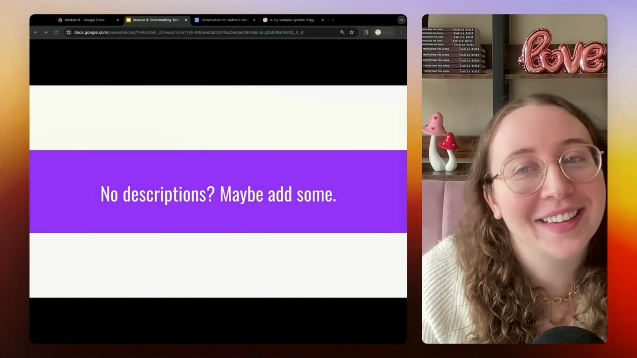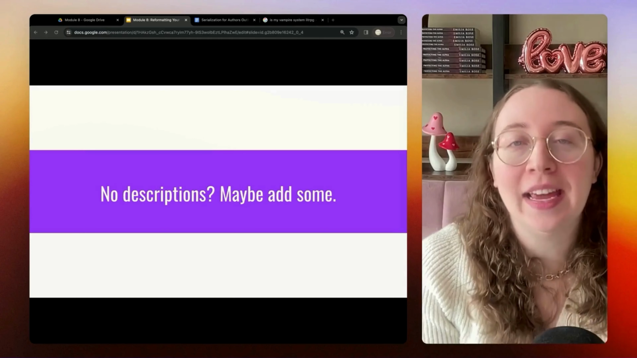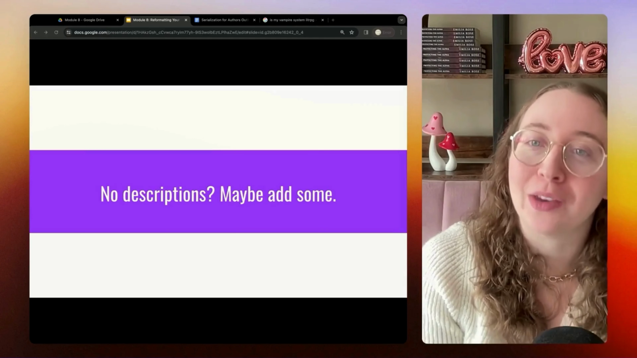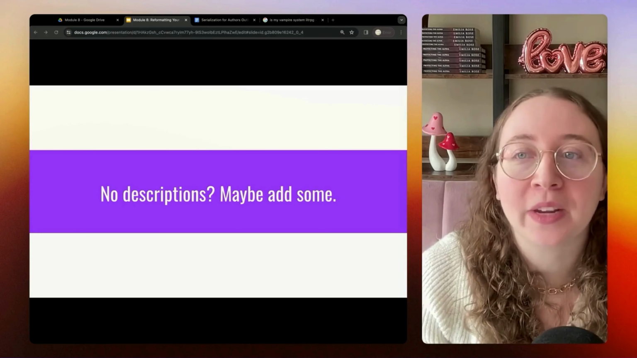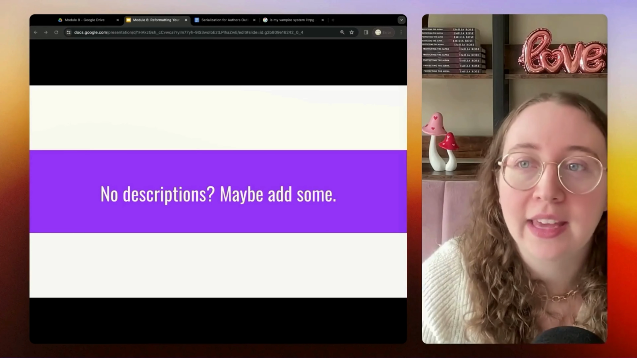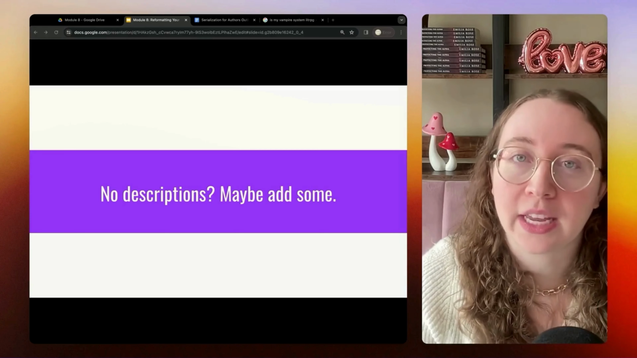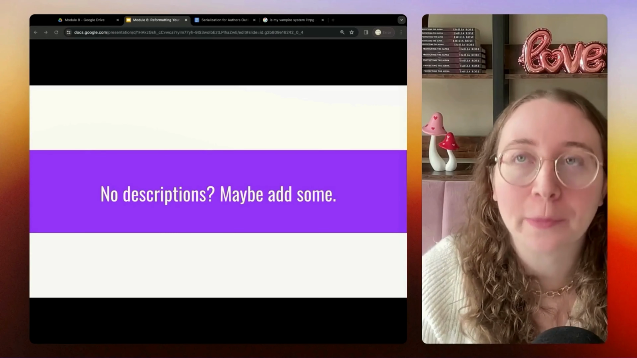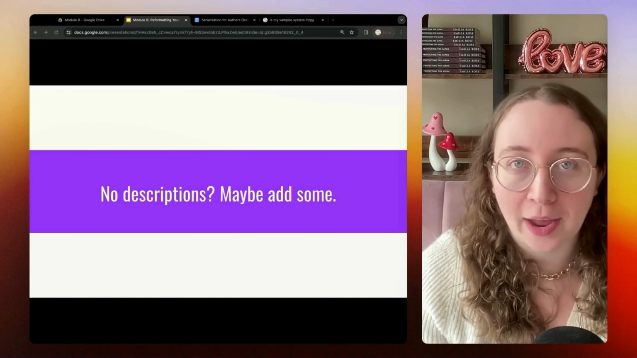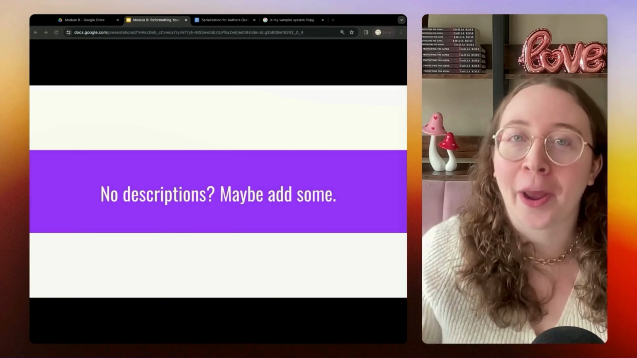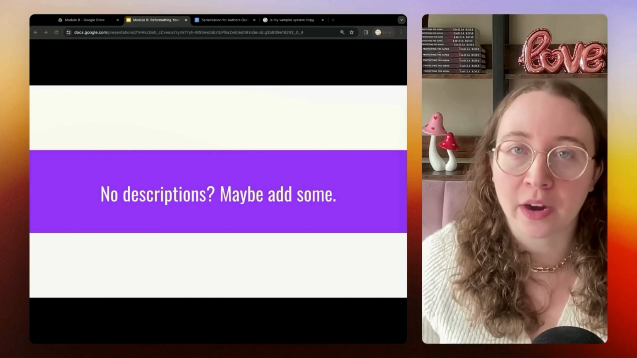Next, if you don't have descriptions in your serial, or you don't have many, or they're not deep enough, you should maybe think about adding some. Retailer readers have a little bit different expectations than serial readers. We've talked about before, serial readers are really looking for those short, snappy chapters that are packed with a lot of drama, packed with a lot of action.